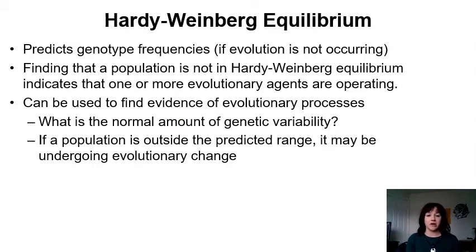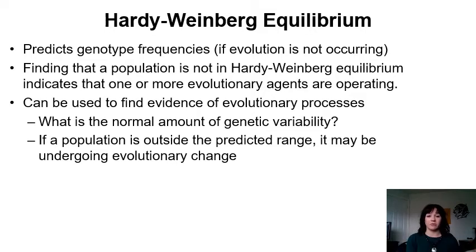Again, you can use the Hardy-Weinberg equilibrium to predict genotype frequencies. You can say, in the next generation of cats, we are going to see this many black cats and this many white cats. But this is only true if evolution is not occurring. So say you follow that population of cats and you go to the next generation and you count up all the cats, and you find that the actual number of cats that you've seen of the different colors isn't matching what you predicted.